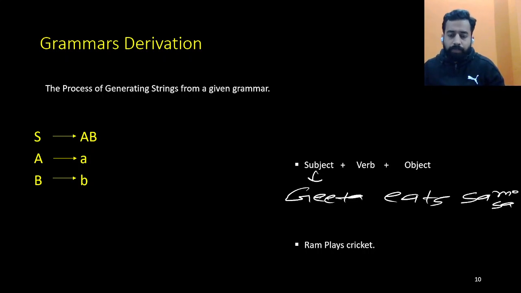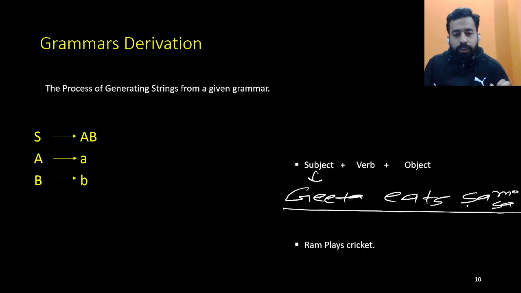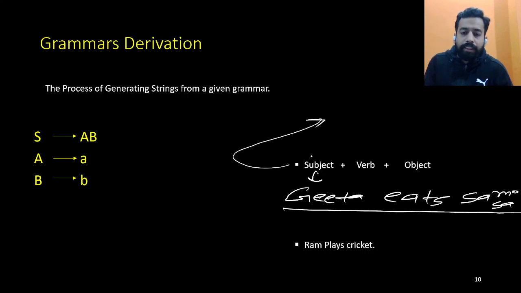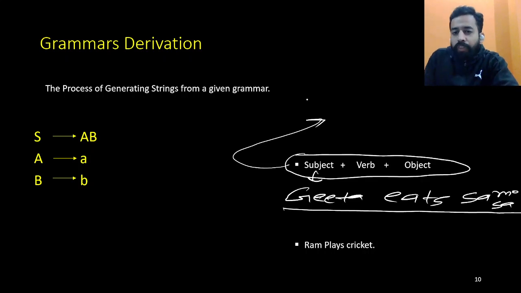Okay. So let me introduce you one more thing. Gita eats samosa. This is a sentence. If I am using this structure or this sentence, what is it? It is a syntax. You can derive any number of sentences you want. So if I say, I'm using Gita eats book.